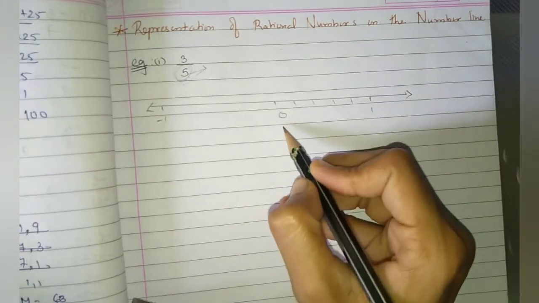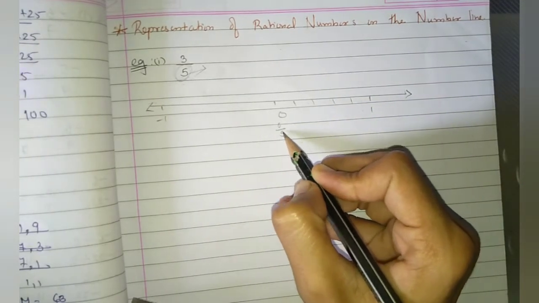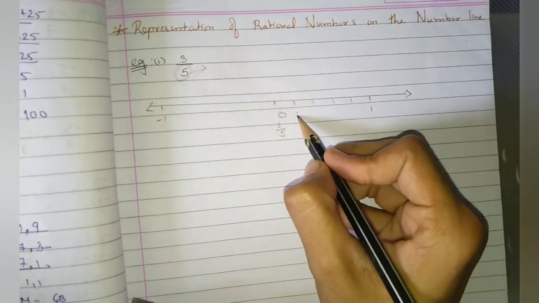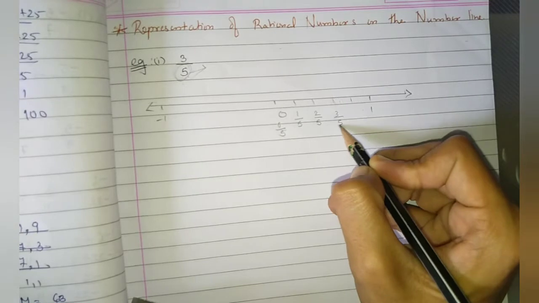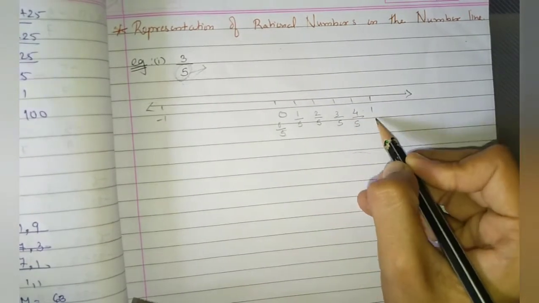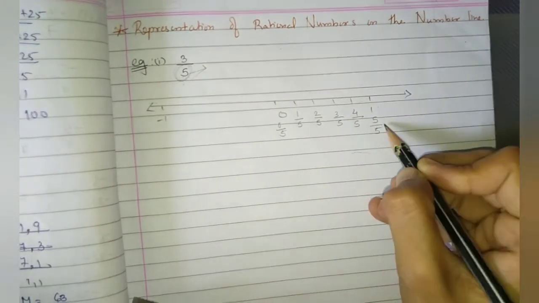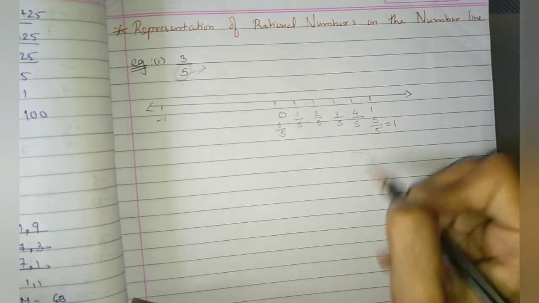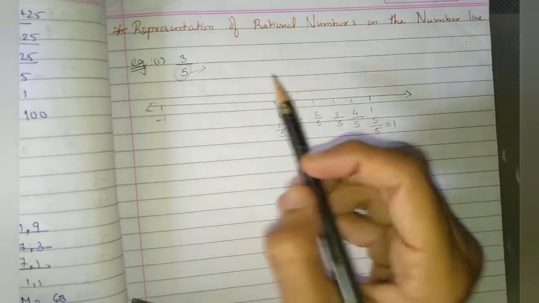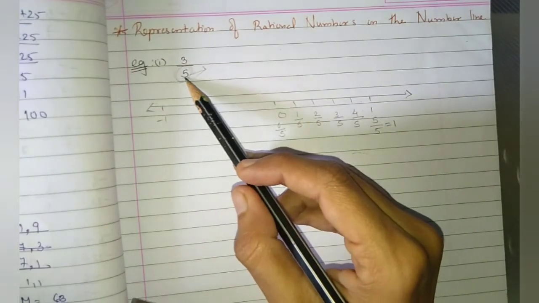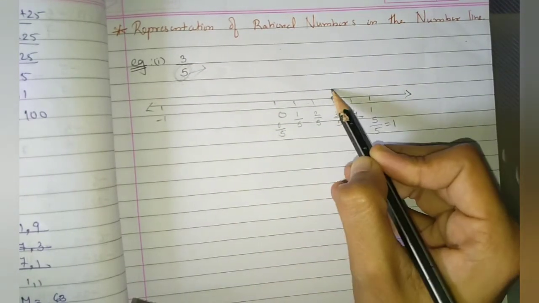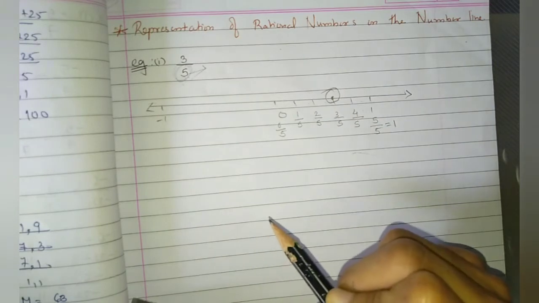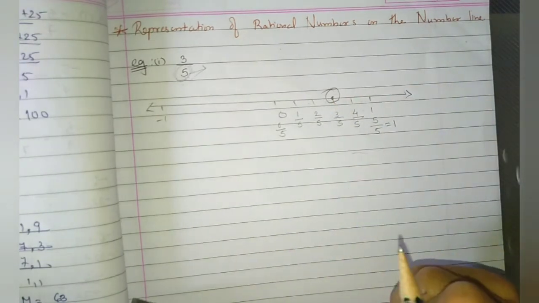Now 0 is 0 upon 5. After that 1 upon 5, 2 upon 5, 3 upon 5, 4 upon 5, and 1 means 5 upon 5, equal to 1. Now we have to indicate 3 upon 5. So 3 upon 5 will come here. This means 3 upon 5. We just have to note it down.